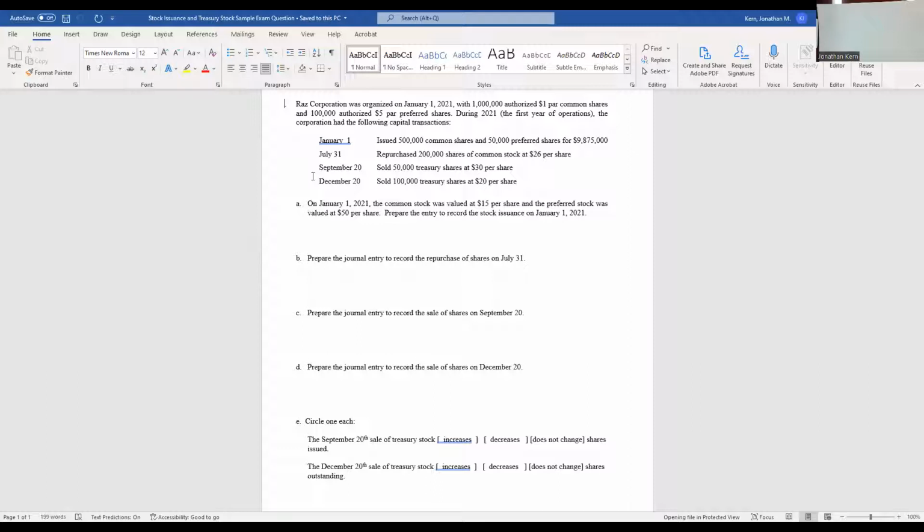So first, part A asks: on January 1st, 2021, the common stock was valued at $15 per share, and the preferred stock was valued at $50 per share. Prepare the entry to record the stock issuance on January 1st, 2021.